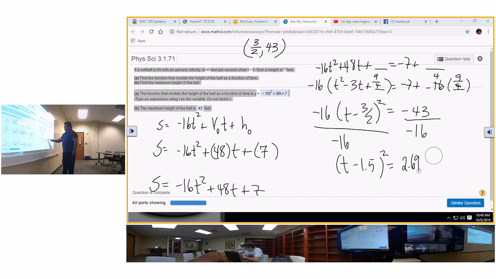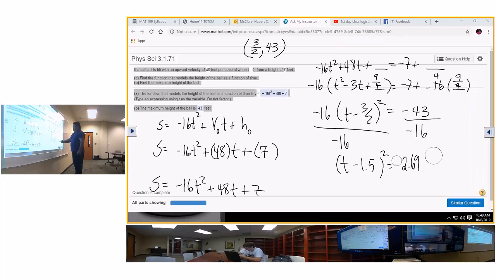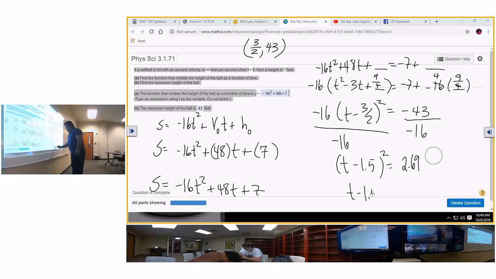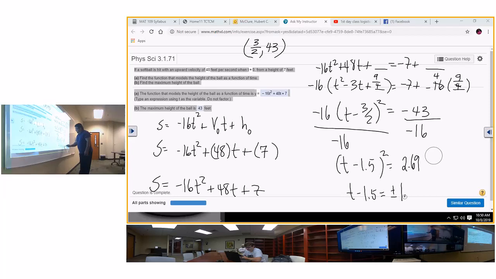2.69? Negative. I'll be positive. Okay, now somebody take the square root of 2.69 for me, and that'll be t minus 1.5 is equal to positive or negative. What's the square root of 2.69? 1.64. 1.64, and that's going to be plus 1.5.